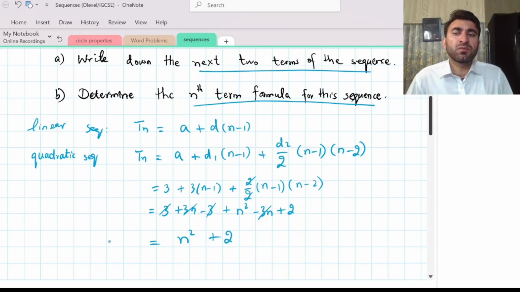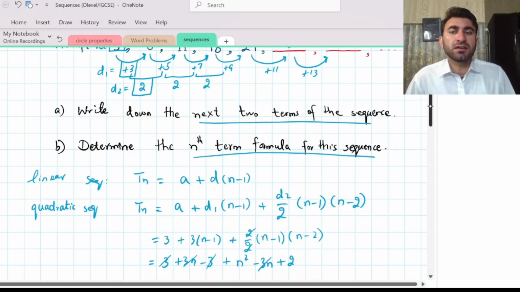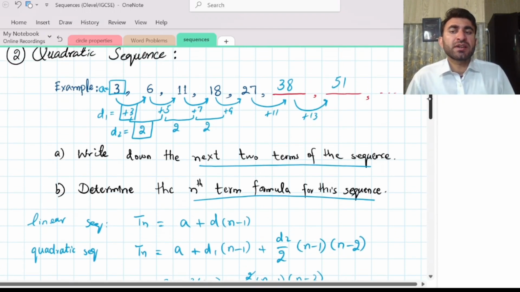So this is the formula for the nth term of the sequence given, and we see it is a quadratic expression in n, so it was definitely a quadratic sequence. So that was the nth term formula for a quadratic sequence.